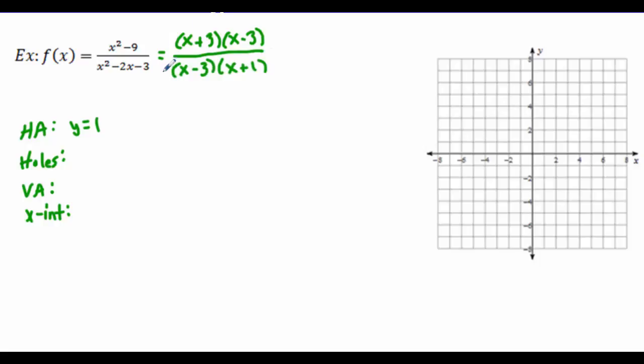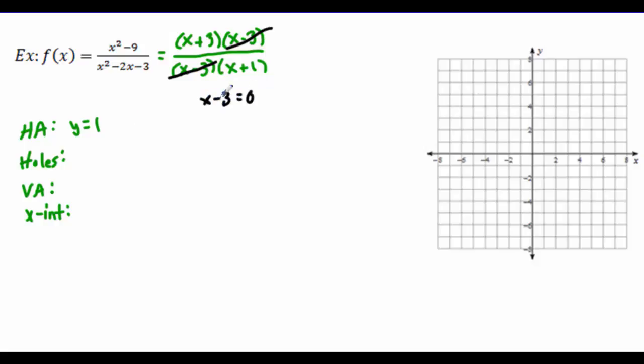Okay, so this is what we haven't had happen before in this video. The x minus 3 on top and bottom is something that we can cancel because they're the same. And so we have a hole where x minus 3 equals 0.